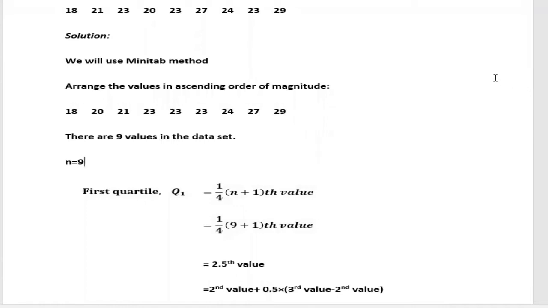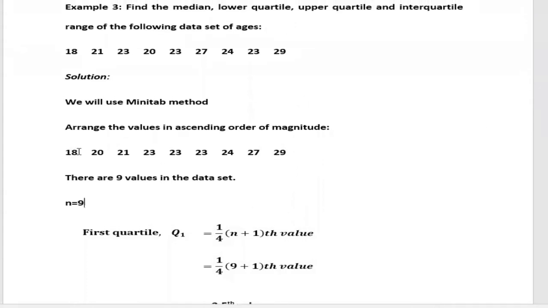For the Minitab method, we have to first of all arrange the data in ascending order. So in ascending order you get 18, 20, 21, 23 three times. We have to take all the 23s, then 24, 27, 29. So if you count, how many numbers are there? There are 9 values, 9 ages.